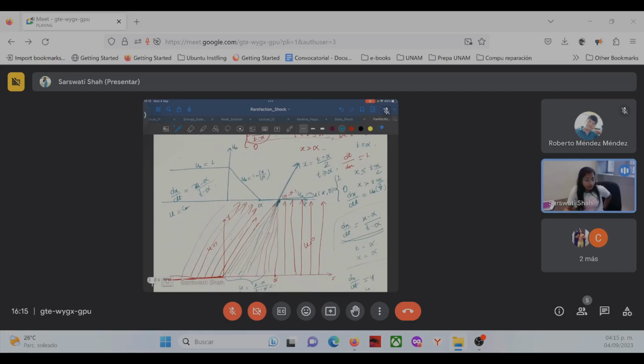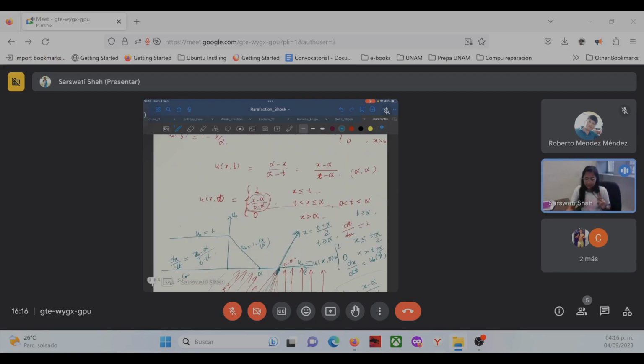Now, can you see that even when in the initial data I am taking alpha equals 0, your solution is coming out in two parts? One when t lies between 0 and alpha, and one when t is greater than or equal to alpha. It means you are getting two sets of solutions.